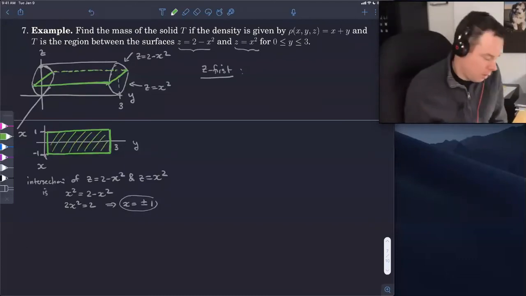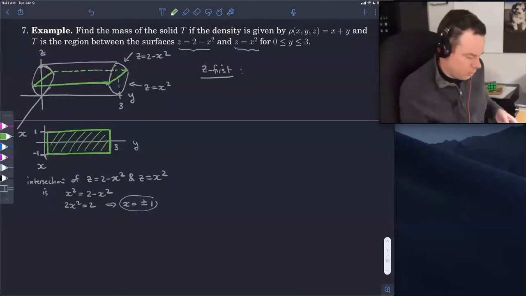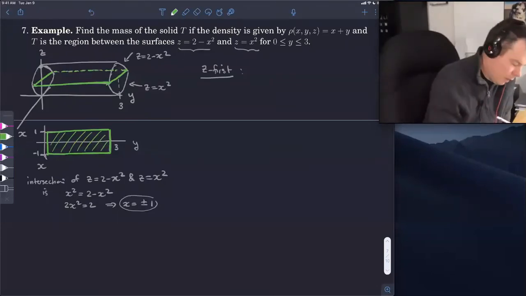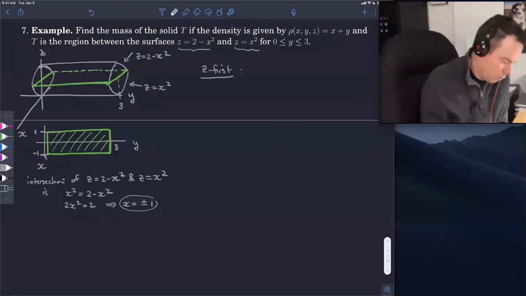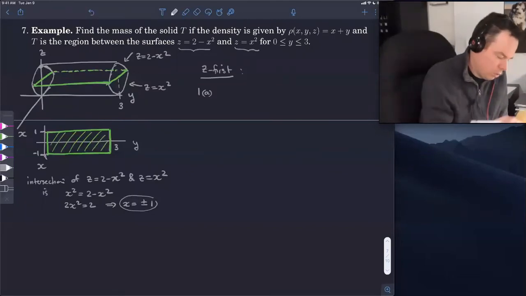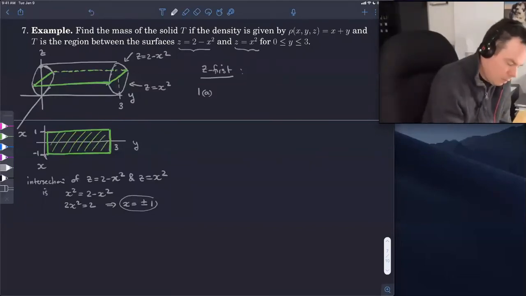So this might be sufficient at this point to say, yeah, I'm going with a z first, as long as I can make sure my z values are trapped between things that I can work with. So let's go ahead and finish off our answers to these questions. So 1a, the shadow is a rectangle in the xy plane. So we've got that drawn already.